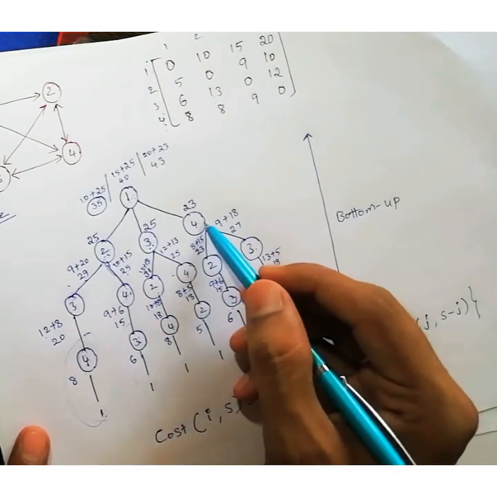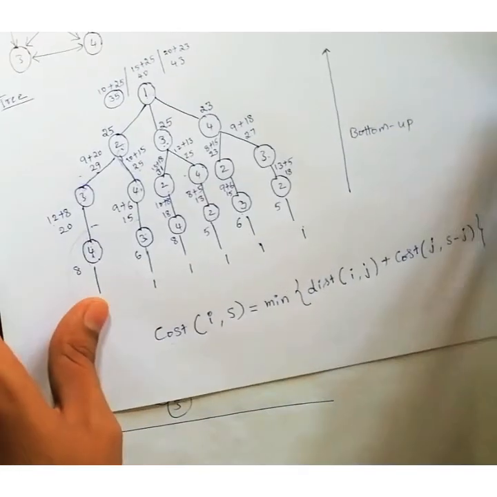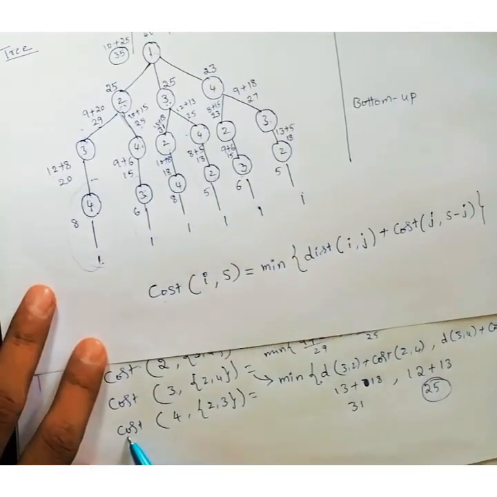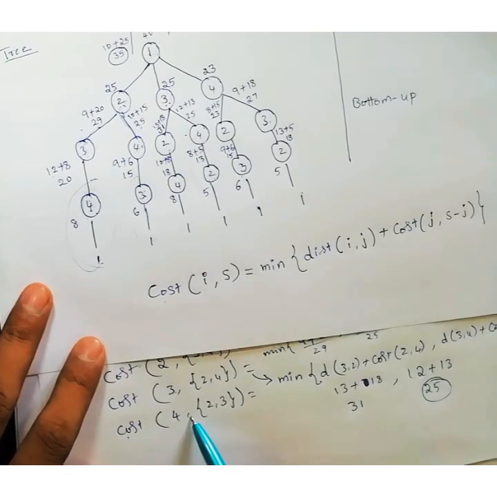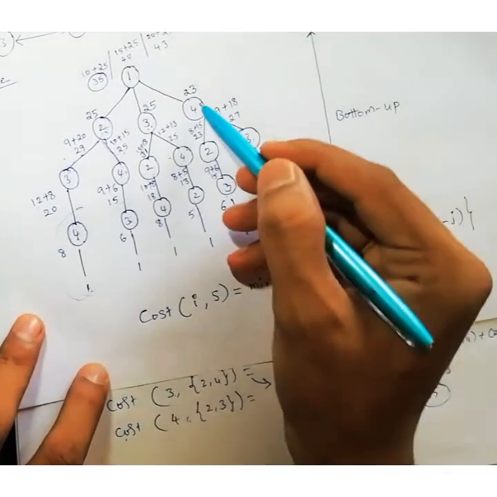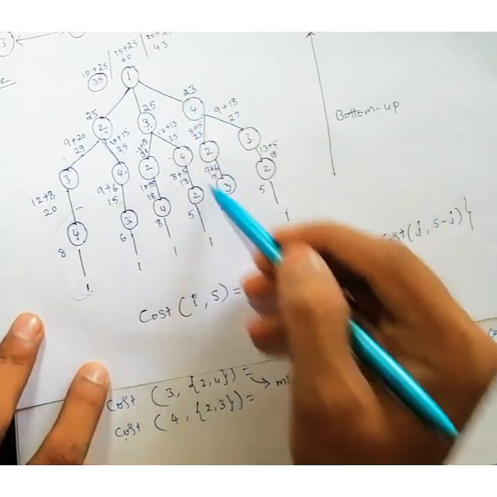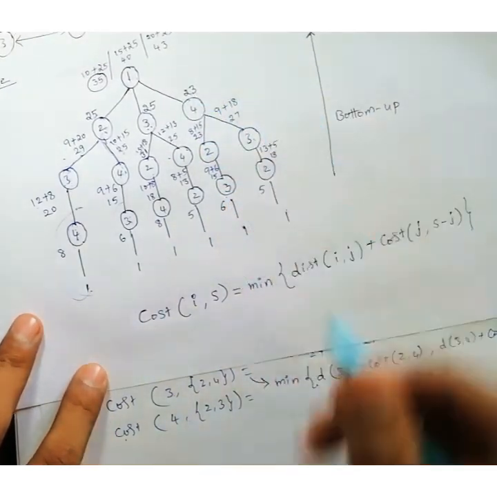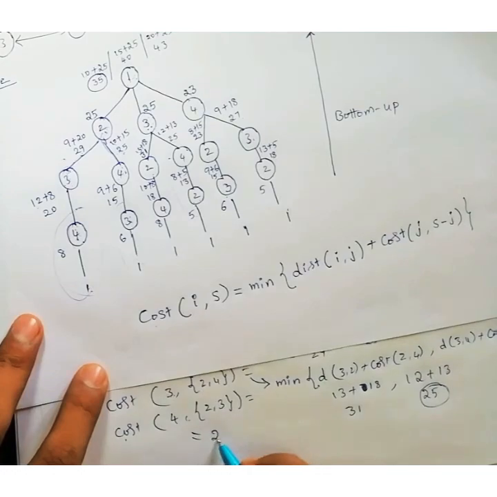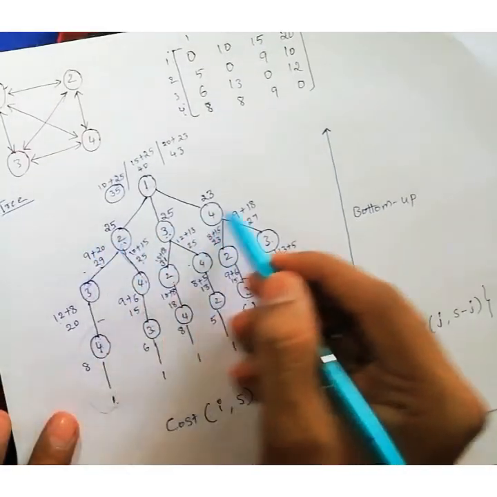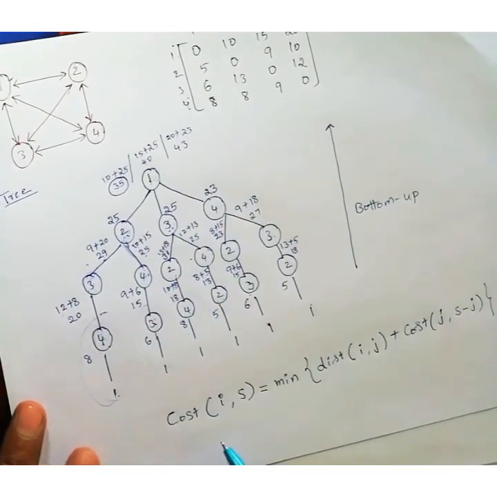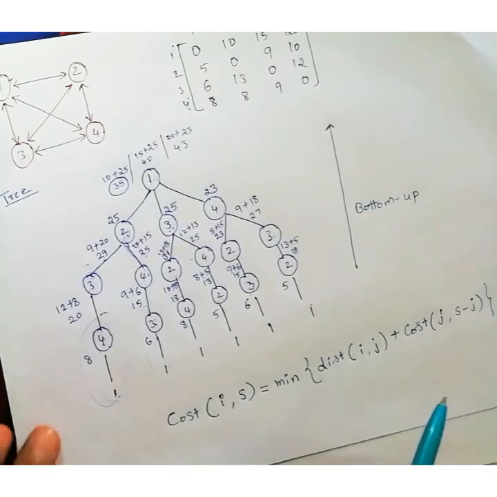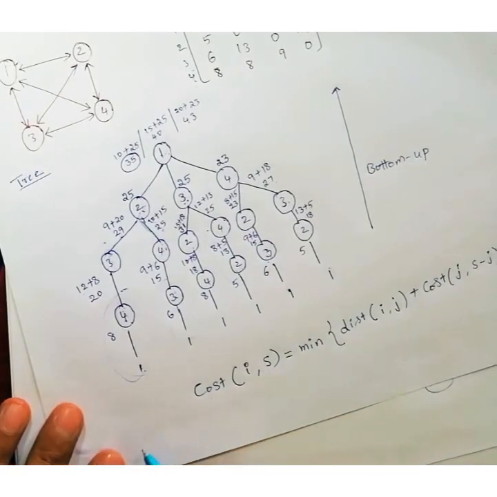In the same way we have to calculate cost of 4 from the set 2 and 3. So what is the total cost? It will come 23, because 23 and 27, which one is minimum? 23. Here 23. So this level is also finished. Next, come to the final level. So how to find in the final level? So I will show here only the final level.